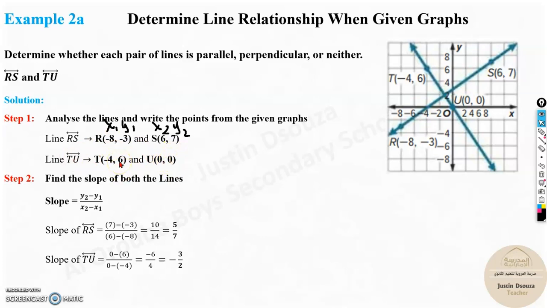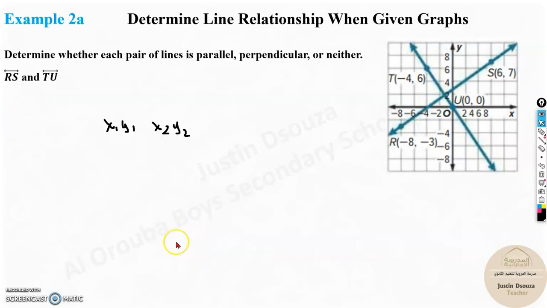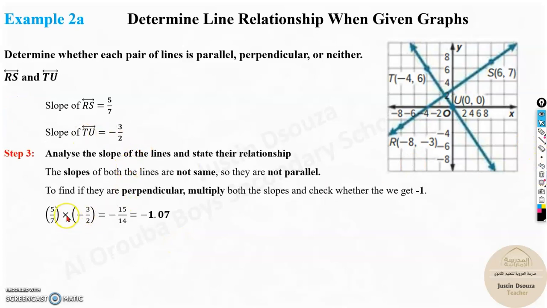0 minus 6 and 0 minus of -4 will be -6 by 4. It's -3 by 2. It's not over. Now you need to multiply these both slopes. You got the slopes, multiply them.